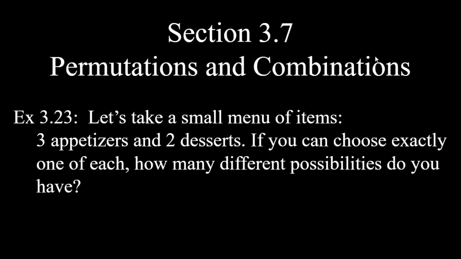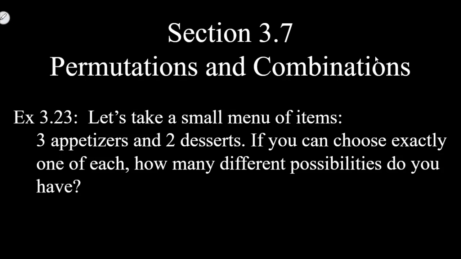For section 3.7, we are going to be focusing today on permutations and combinations. So we're going to take a quick look at just a small example. We've got a small menu of items, 3 appetizers and 2 desserts. If you can choose exactly one of each, how many different possibilities do you have of what you could order?